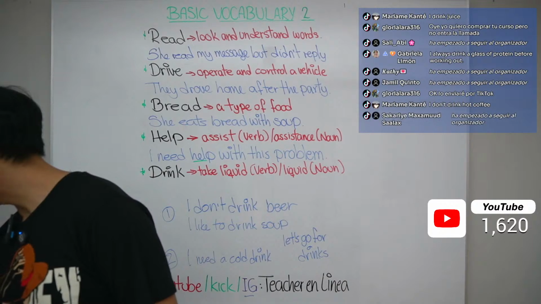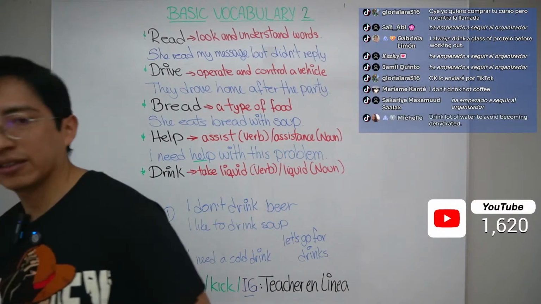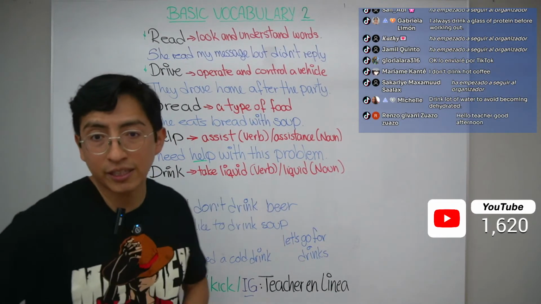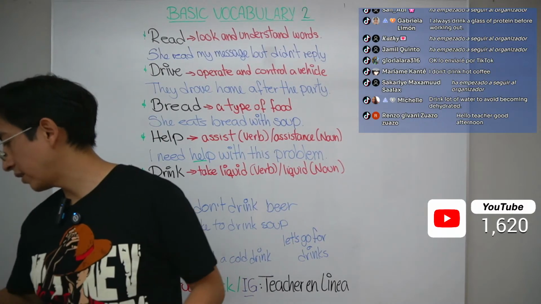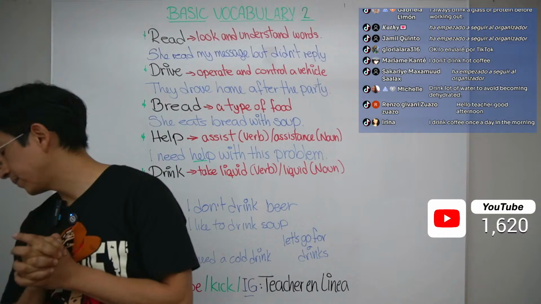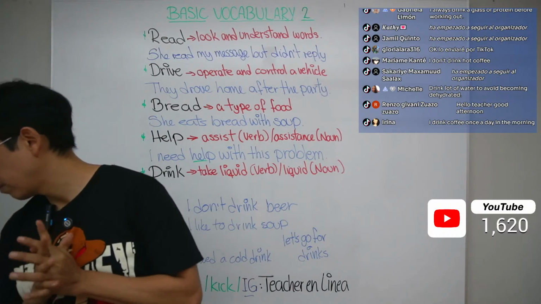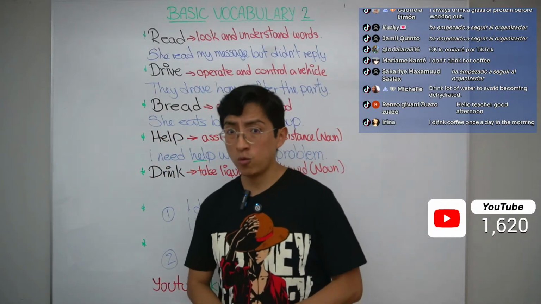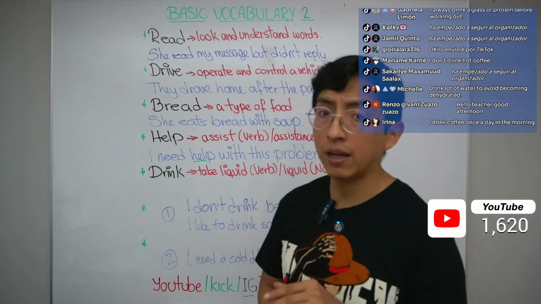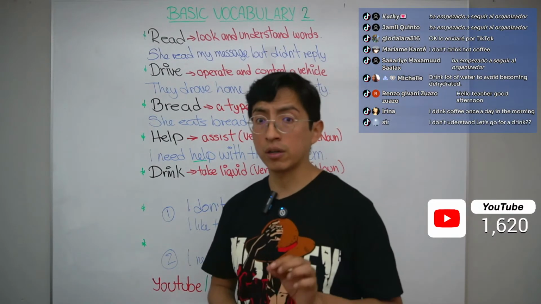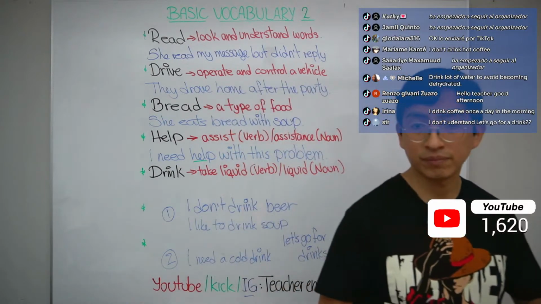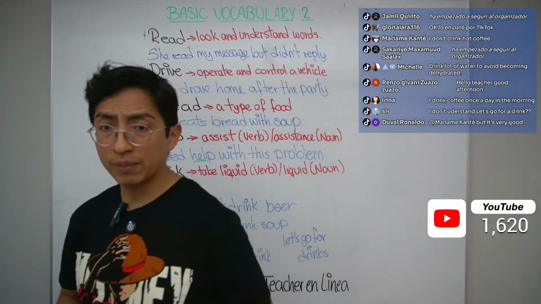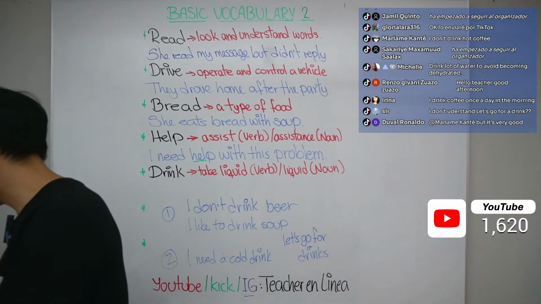A ver, siguiente. Drink. Dictation, guys. Dictation. Listen and write. Okay, just listen and write. He bought a cold drink at the store. Okay, let's go for a drink. Vamos a beber algo, ¿no? Vamos por unas bebidas. Let's go for a drink.